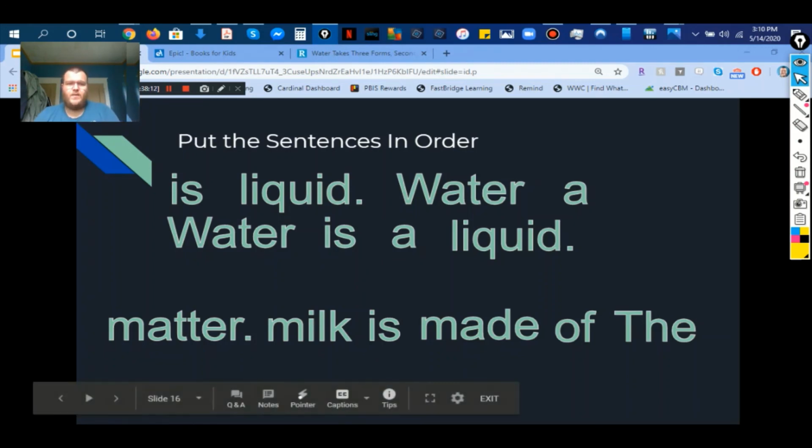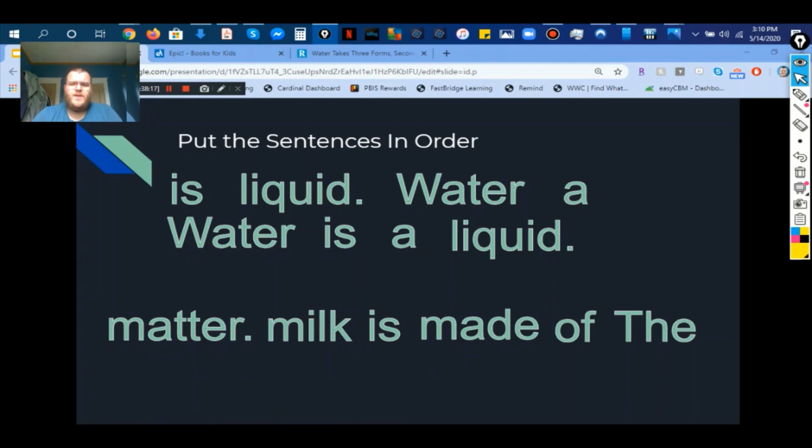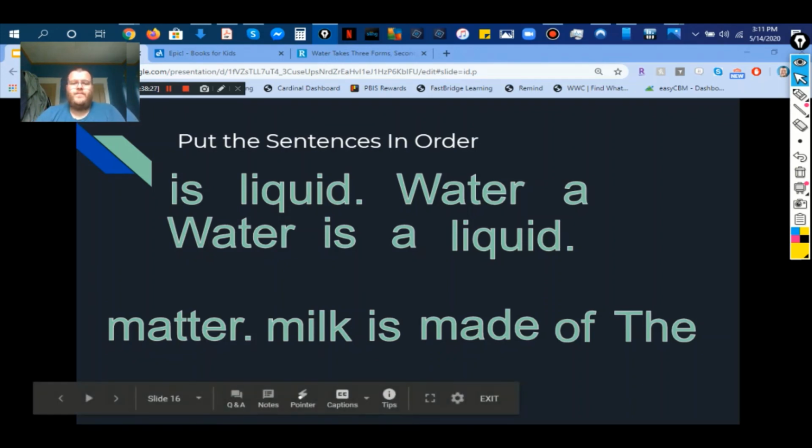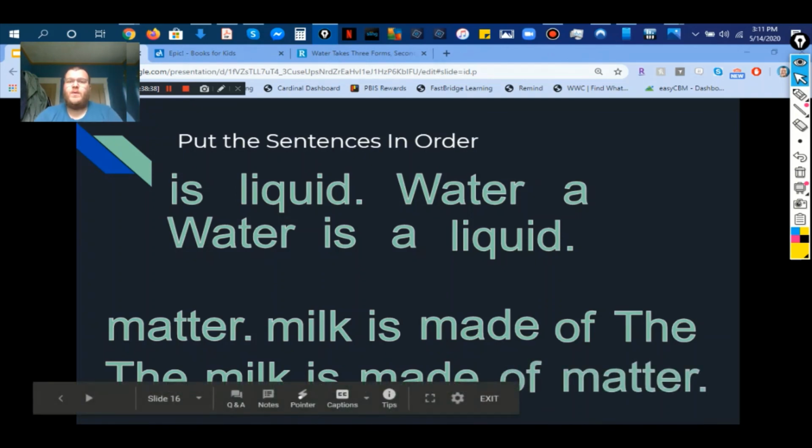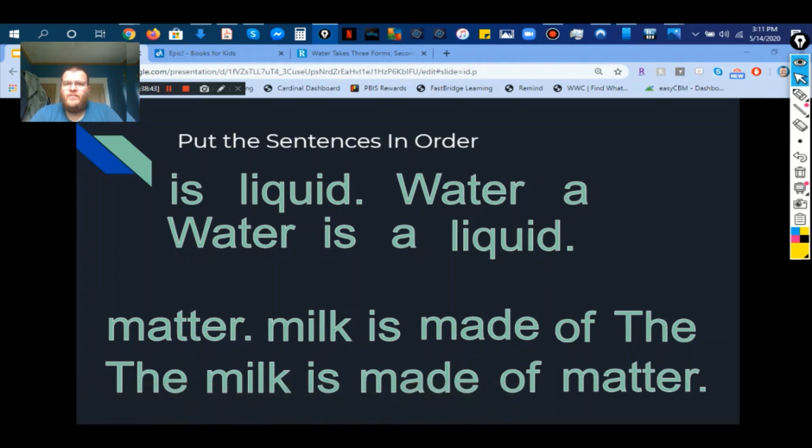Let's take a look at the second one. "Matter, milk is made of the." I don't quite understand what this sentence is trying to tell me. Can you help me put it back together? The milk is made of matter. Excellent. Read that one more time. The milk is made of matter. And that is also true. Great job today, guys. I will be right back.